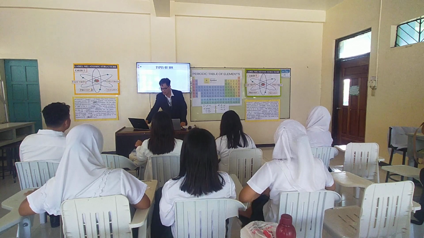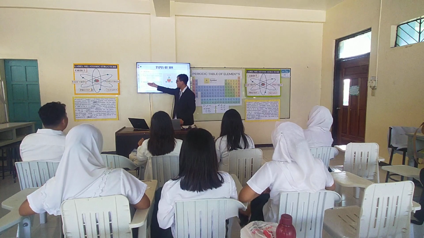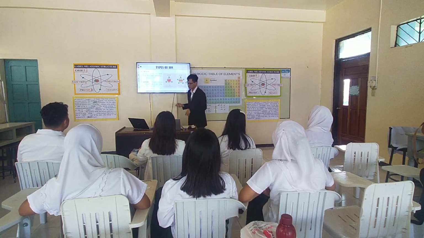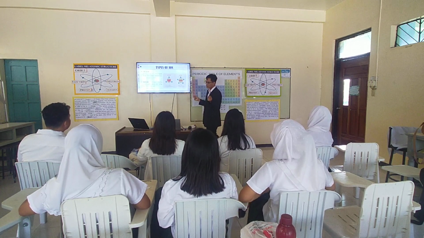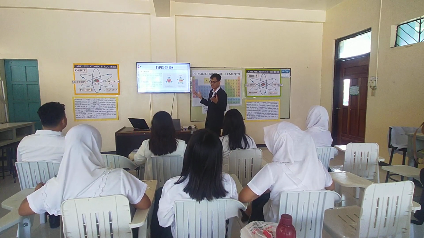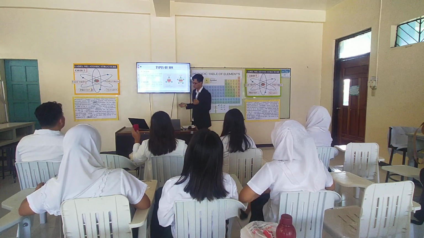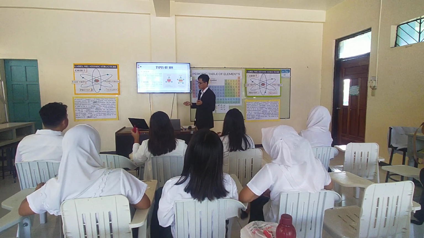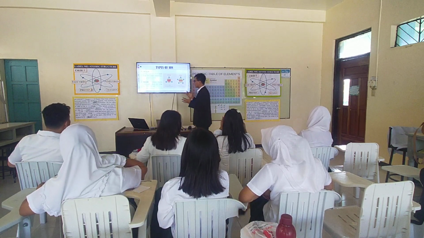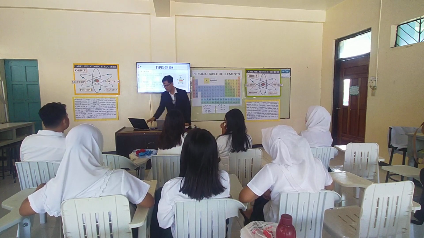So we have two types of ion, which are the cation and anion. The cation is positively charged due to the removal of electrons. So meaning if an element loses an electron, its charge will become positive. How about for anion? The anion is negatively charged due to the addition of electrons. So meaning if an element is gaining an electron, its charge will become negative. Okay, very good.